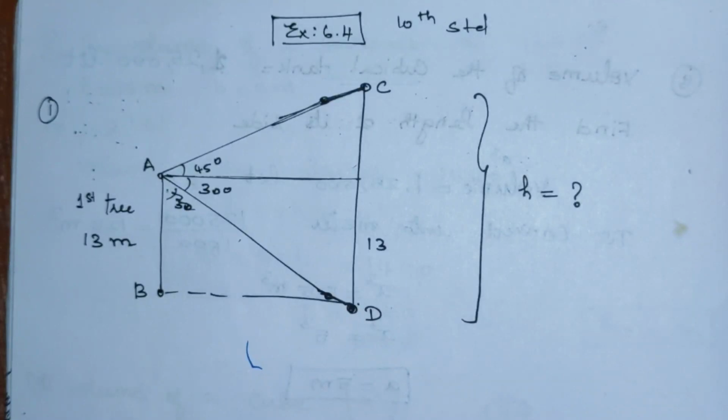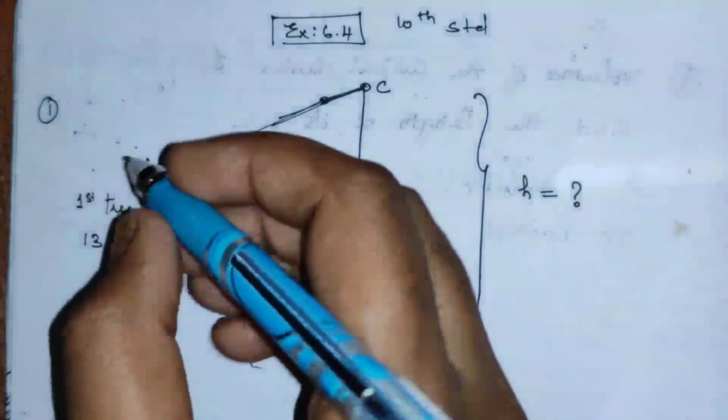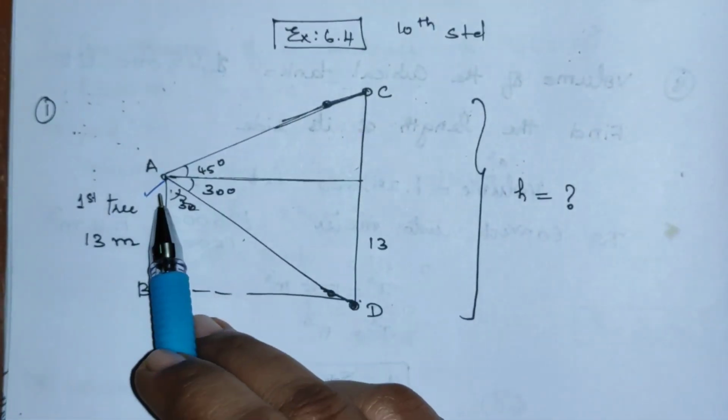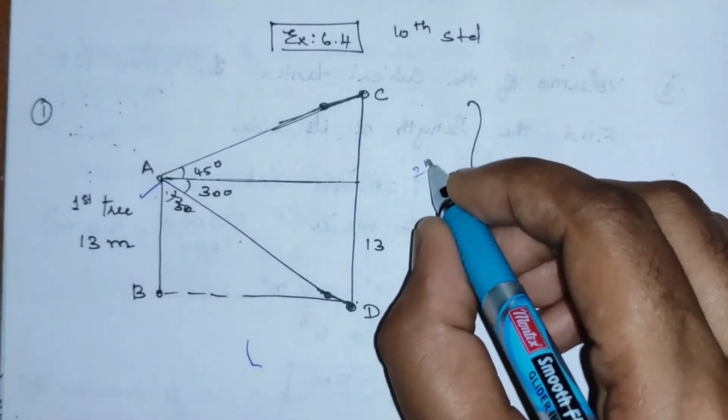Exercise 6.4, problem number 1. I'll read out the question. From the top of a tree of height 13 meter, the angle of elevation and the depression of the top and bottom of another tree are 45 degree and 30 degree. So this is the first tree, and this is the second tree.